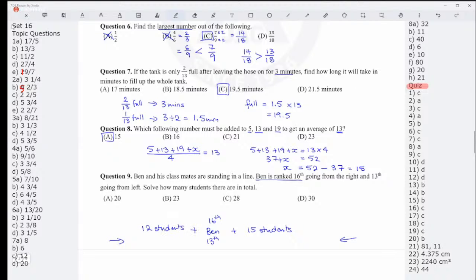Because of that, how many students are there in total? All we need to do now is just do 12 plus 1 for Ben plus 15. And that should give you a total of 28 students. And that makes your answer C.